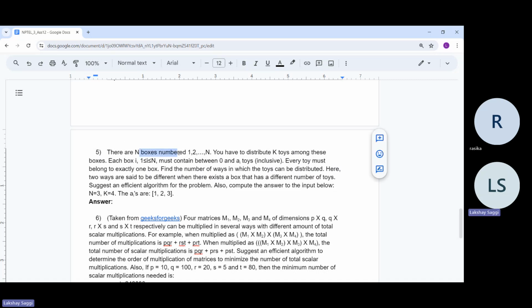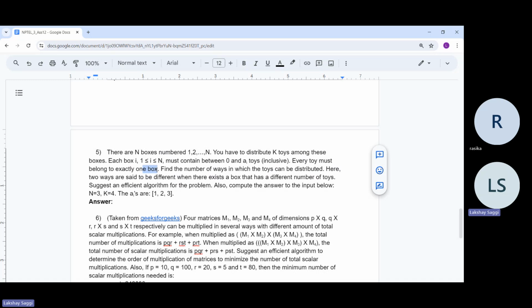There are n boxes numbered from 1 to n. Now we have to distribute k toys among these boxes, and each box from 1 to n must contain between 0 and ai toys. So the ith box will contain at most ai toys, and suppose ai is already given to us. So what we mean is the ith box will contain any number of toys between 0 and ai. So if ai is 5, then the ith box can contain 0 toys, 1, 2, 3, 4, or 5 toys. Now every toy must belong to exactly one box.